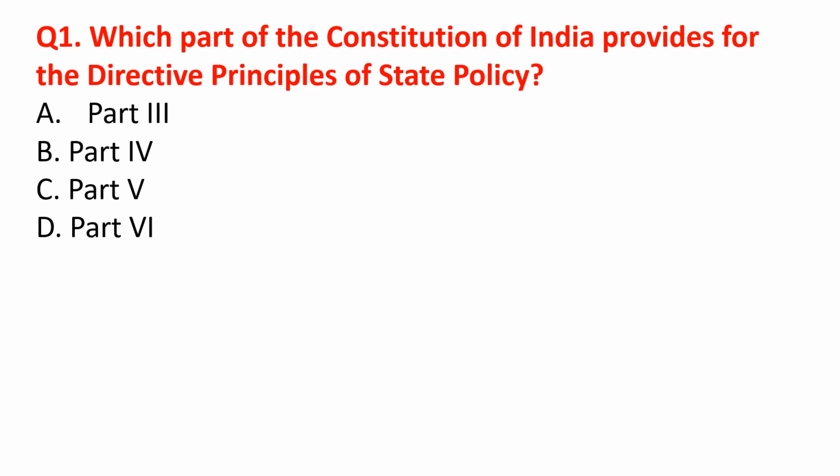Let us start from the first question. Which part of the Constitution of India provides for the directive principles of state policy? Directive principles are one of the most important topics of Indian polity. Directive principles are mentioned in Part 4 of the Indian Constitution. So the correct option for this question is option B.